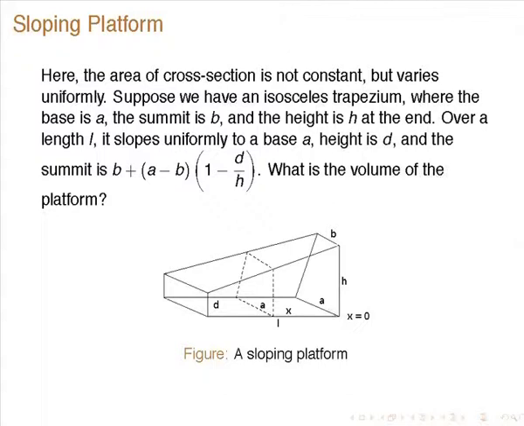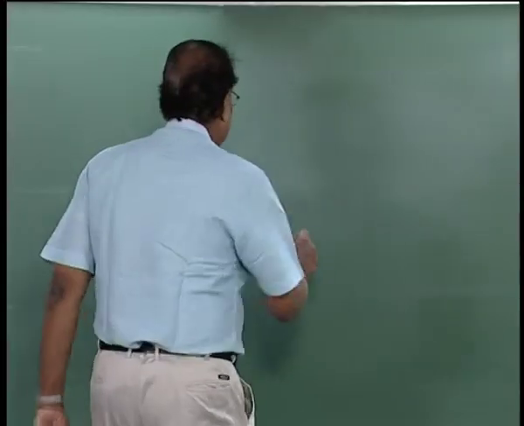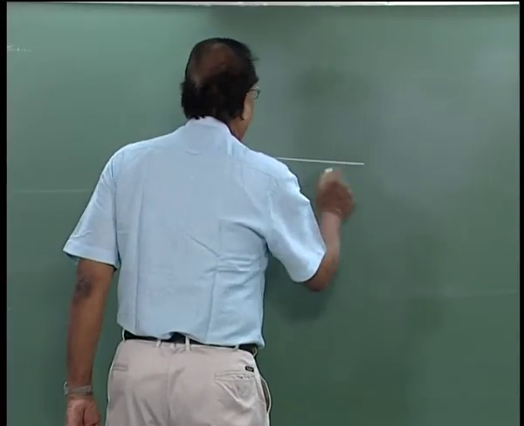He has talked about that. Now, he is talking about a new thing. The area of cross section is not constant, but varies uniformly. See, suppose we have an isosceles trapezium where the base is A, summit is B and the height is H at one end, and over a length L it slopes uniformly to a base A, height D and the summit is B plus (A minus B) into (1 minus D by H). So, what is the volume of the platform? In fact, where it is posed is the following. So, one starts with a uniform cross section.